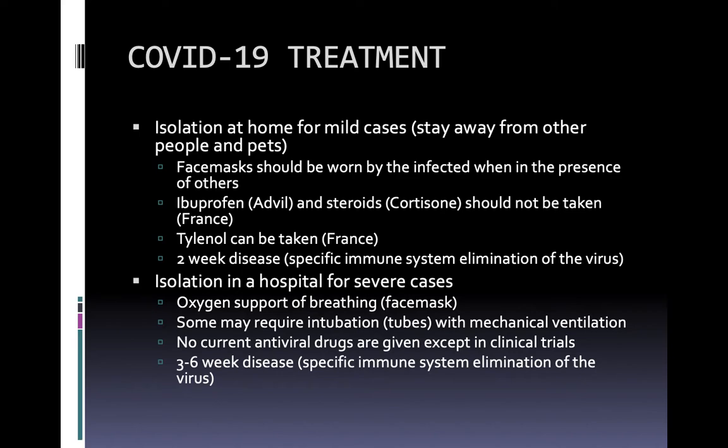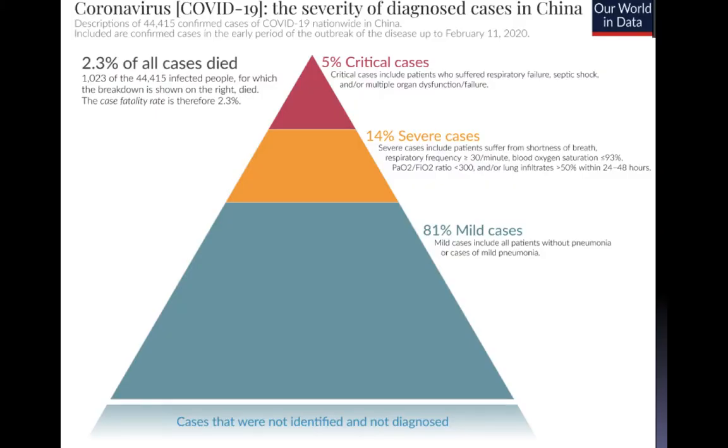There are no current drugs that one can take to get rid of the virus, although there are some clinical trials going on in the United States right now for people who have the disease, but no one can take any drugs at this point. For severe cases, we lengthen the disease out to about 3 to 6 weeks that someone would have it. And obviously, in the hospital, their main goal would be to maintain homeostasis in the patient of all body systems.